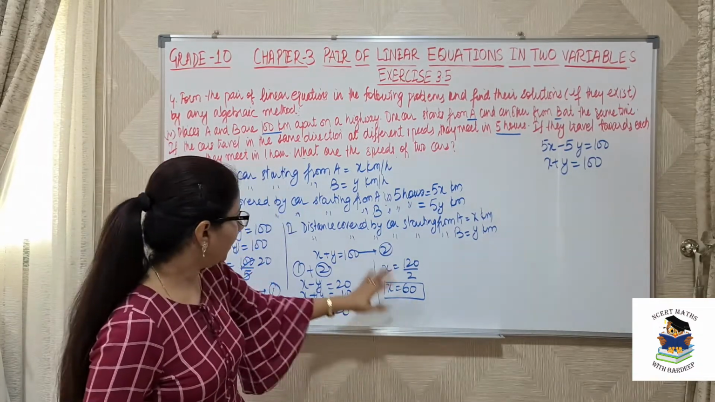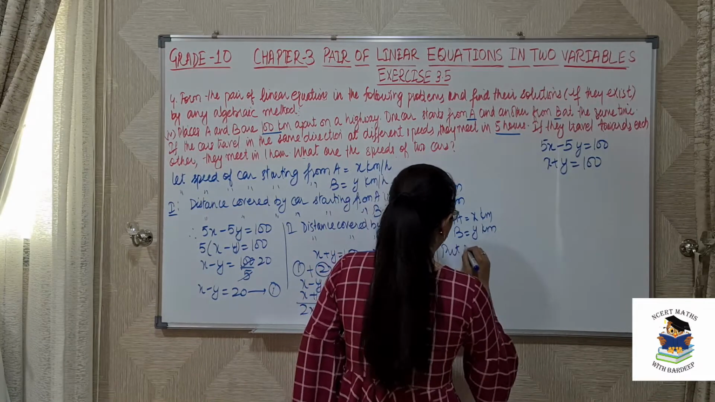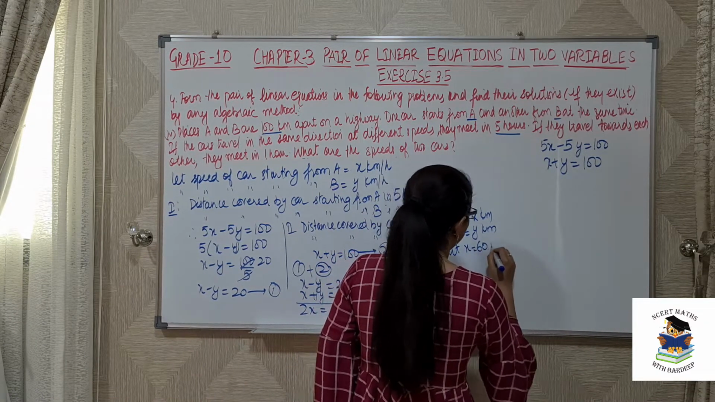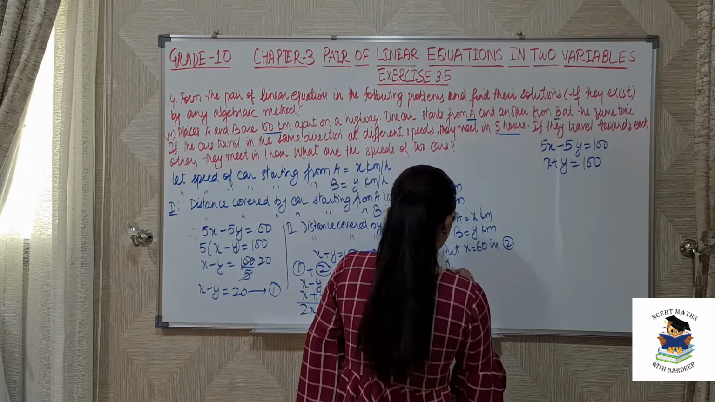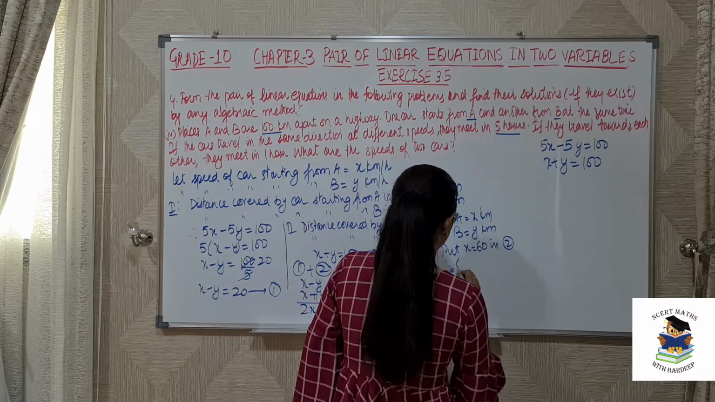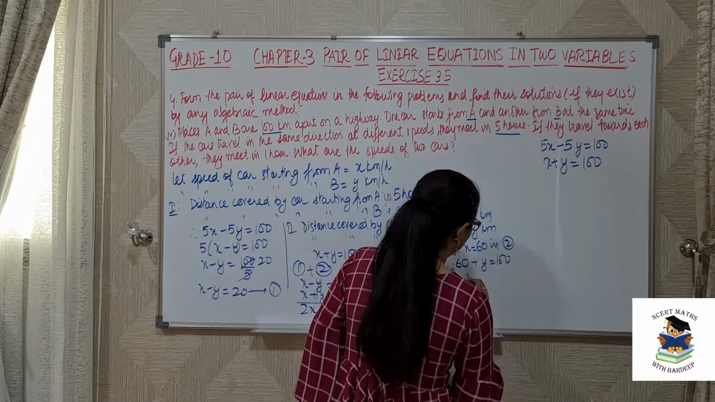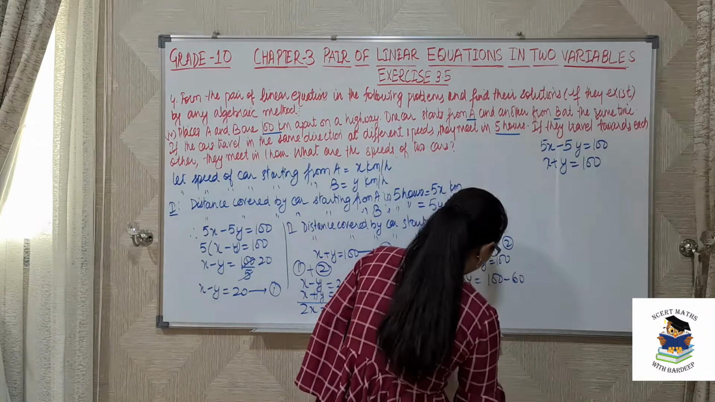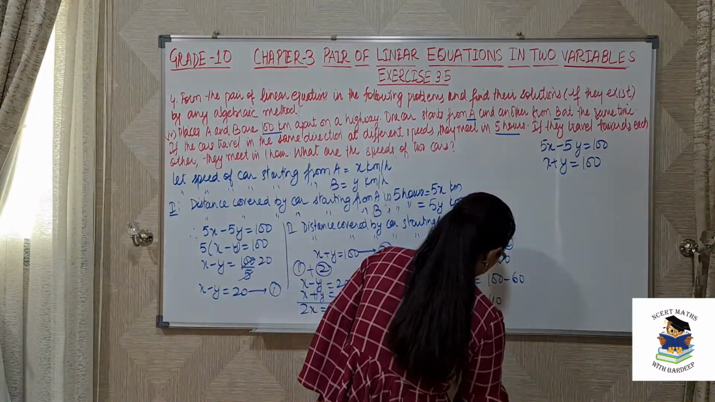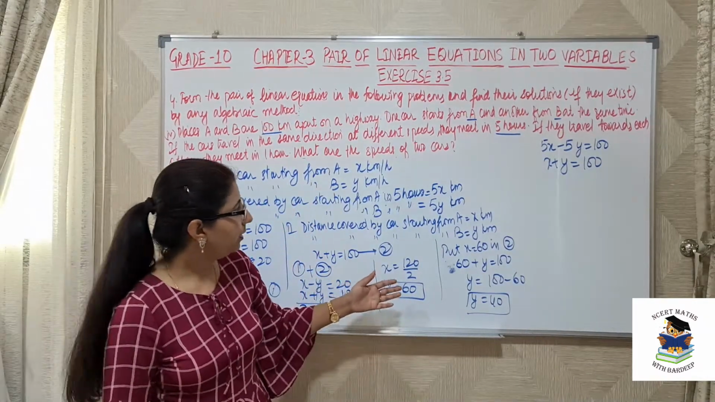So let's put this value in second equation. Put x equals 60. You can put in any one equation. So this is x, that is 60, plus y equals 100. So what is the value of y? That is 100 minus 60. So y is equal to 40. Okay. So we are done with our question.